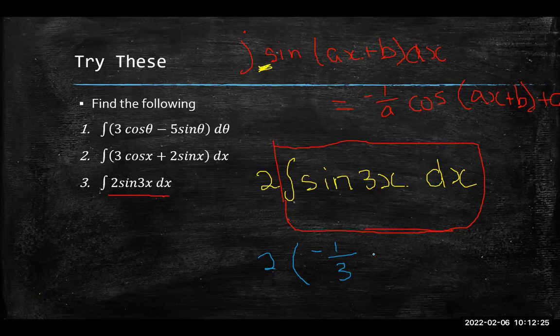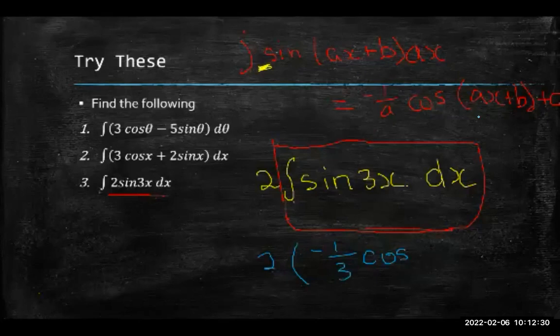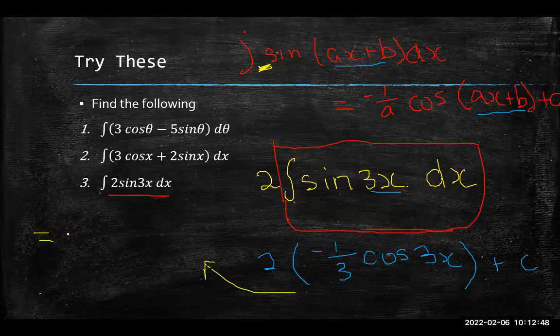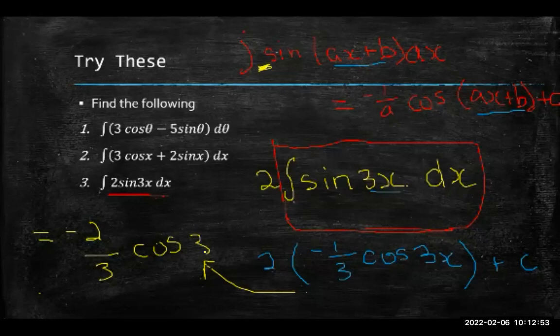And according to my rule, it's cos, the angle stays the same. So this is ax plus b. This remains ax plus b. If this is 3x, this would remain 3x plus c. But of course, now you have to multiply 2 by this to get minus 2 on 3 cos of 3x. And because this is indefinite integration, put your plus c. That is your answer. Everybody good with that?